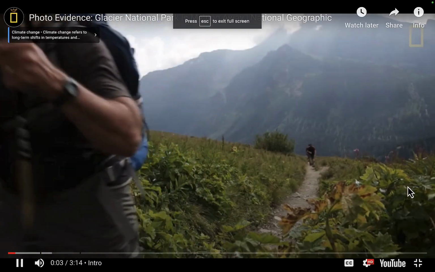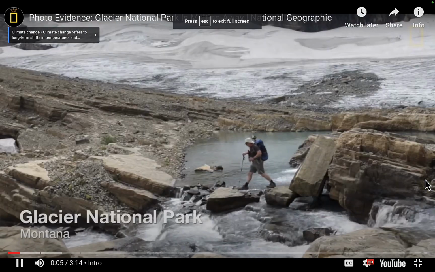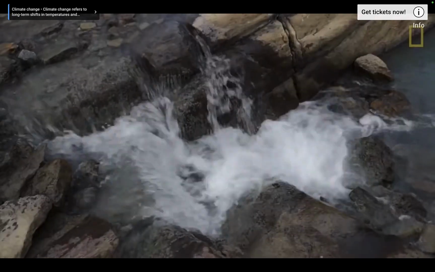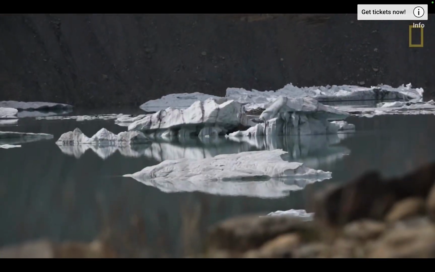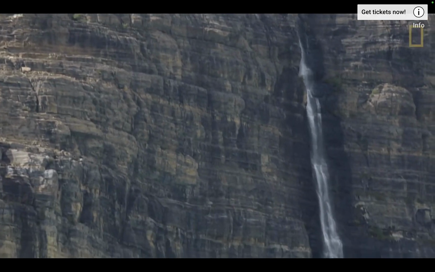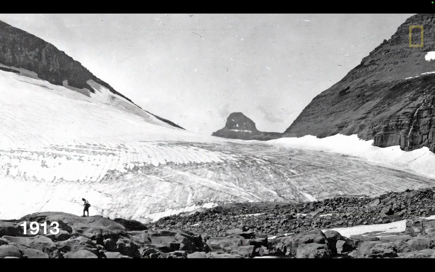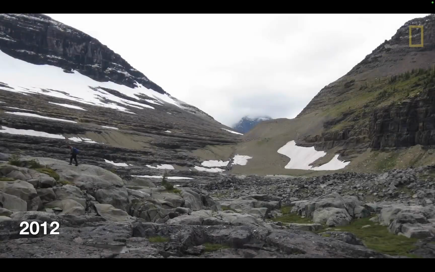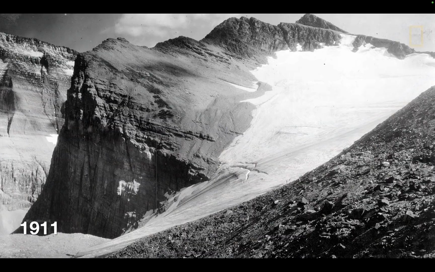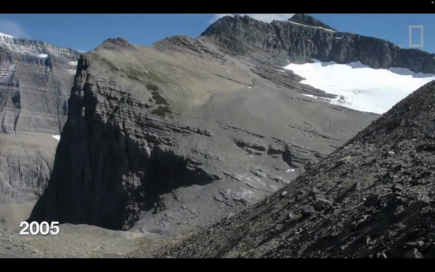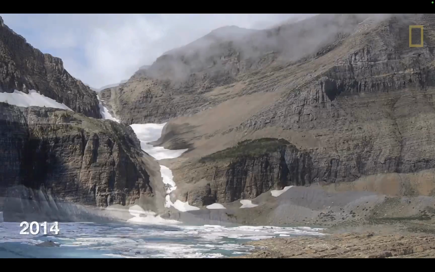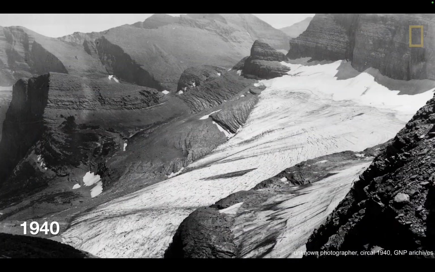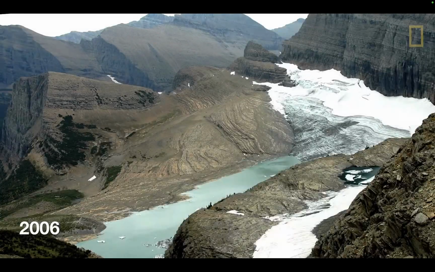All the glaciers are shrinking. In the 1800s, there were estimated to be about 150 glaciers here. However, today we only have 25 glaciers. The glaciers are measured by a number of different ways. One of the most obvious ones is using repeat photography, where we go and occupy a site from which a photographer took a picture in, say, 1910, and then we re-photograph that from exactly the same spot.